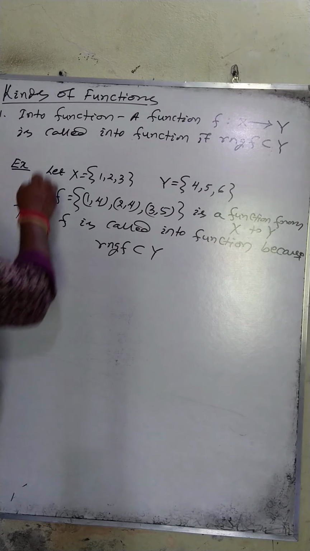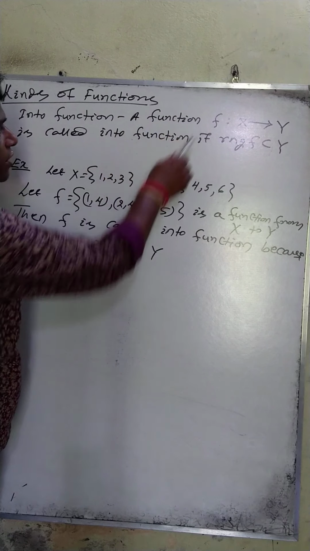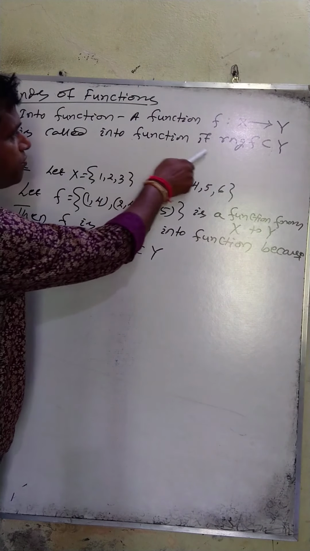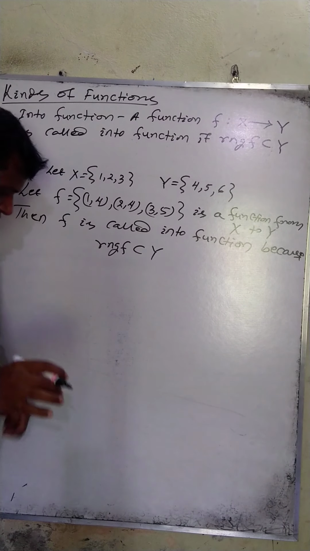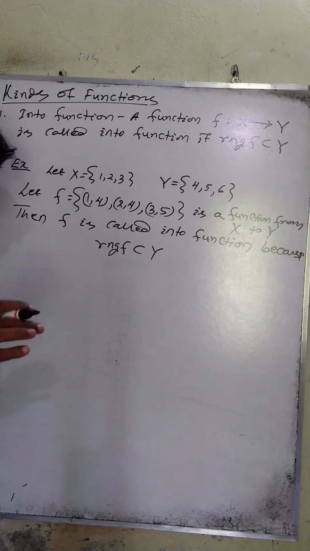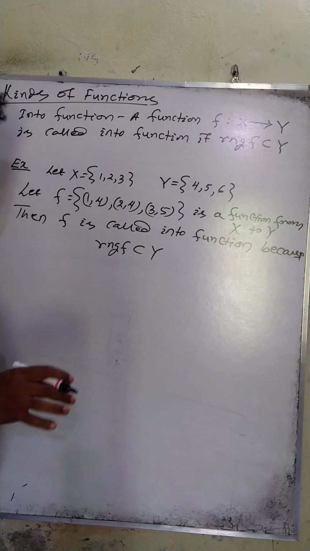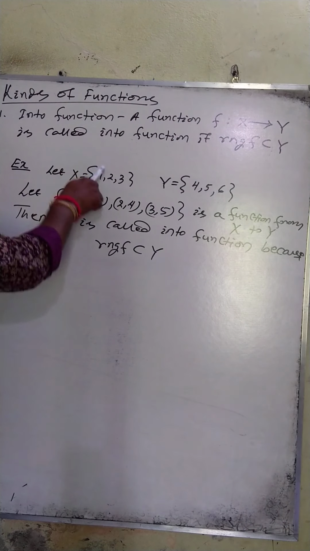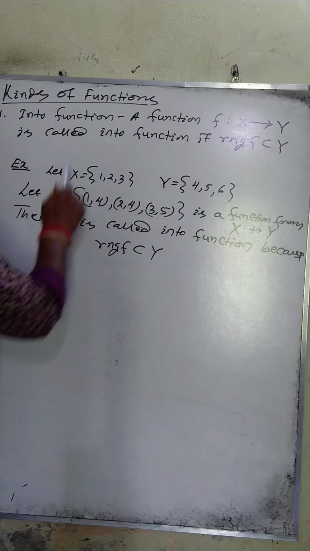Kinds of functions. First, into function. A function f from the set X to Y is called an into function if its range is a proper subset of Y. That means there is at least one element in capital Y which is not the image of any element of X.